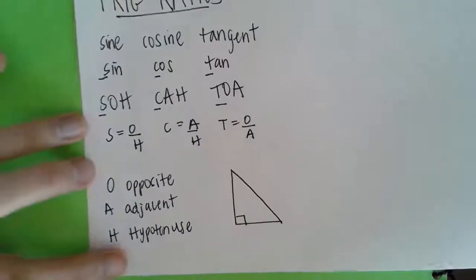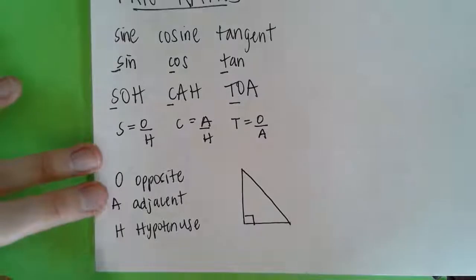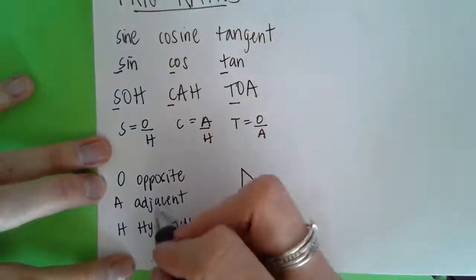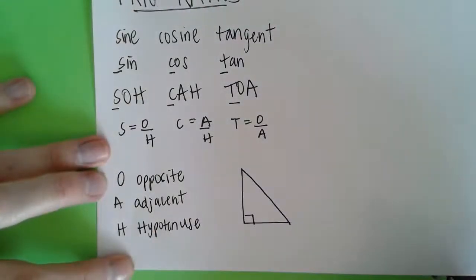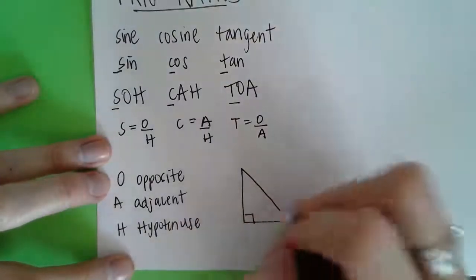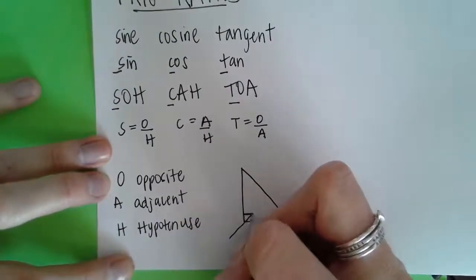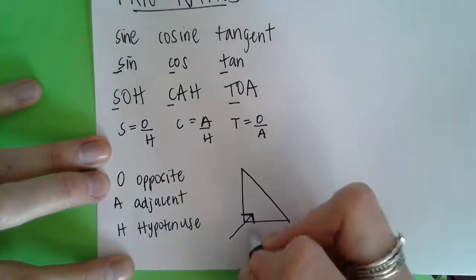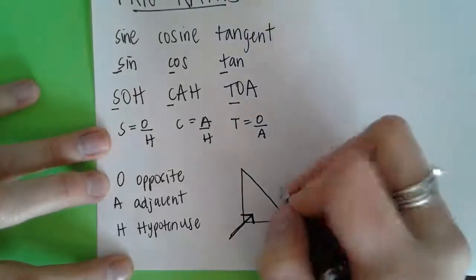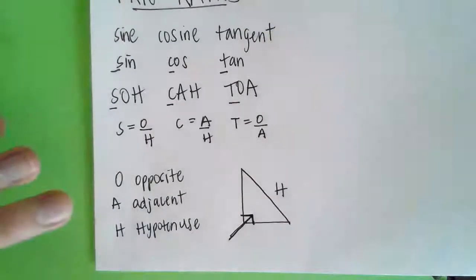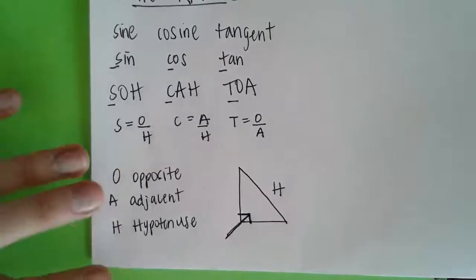The adjacent and the opposite depend on where you stand on the right triangle, but the hypotenuse is always right across from the right angle. If we draw a cute little tail, it always points to H. It's really important that you label that first and then kind of go from there.